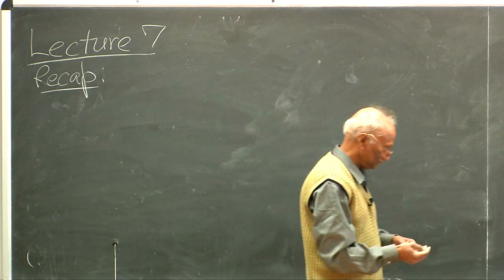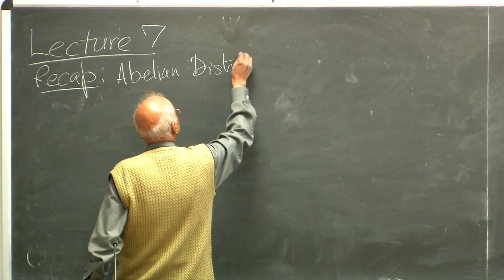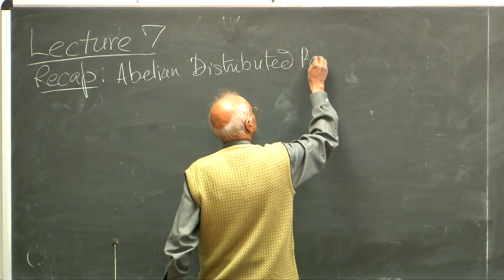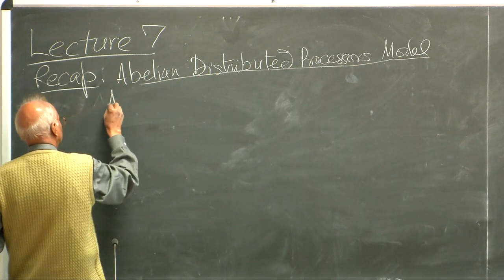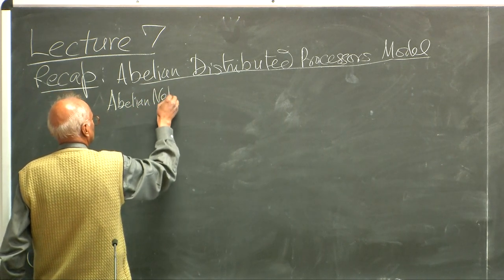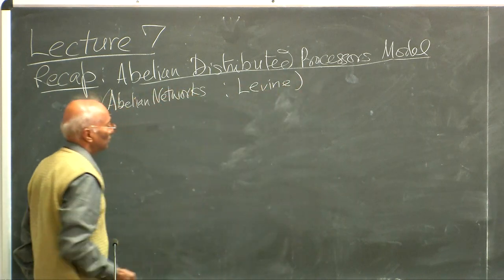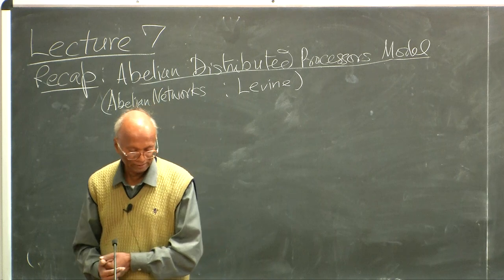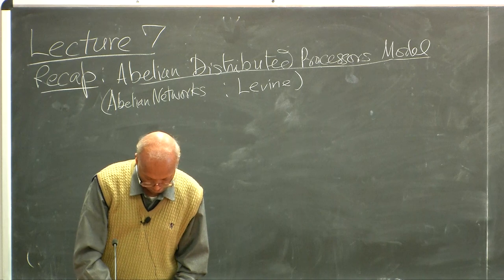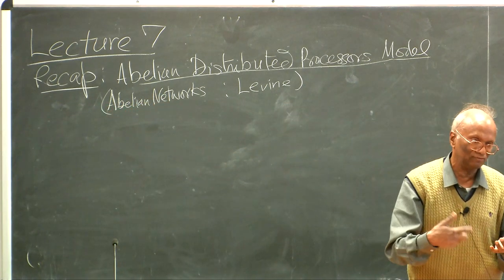So yesterday we had discussed the distributed processes model. And this one is also called abelian networks. And there are some nice papers by Levine which you can read up and learn about the stuff, with a somewhat different perspective and different questions. Anyway, we discussed the general problem that there are these computers sitting there, and you send in a message, it processes it in some way and sends some messages to other computers which then process it in their own way.